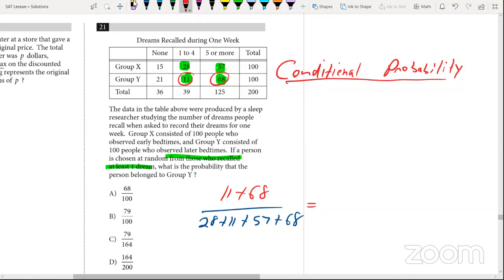And so it's just the perfect storm of an SAT problem, because it's actually easier because we're dealing with less data, but it's just a little confusing because a lot of people are not familiar with this. So let's just go ahead and solve it out. We get 79 on the top, and on the bottom, we get 164, and that matches choice C for number 21.